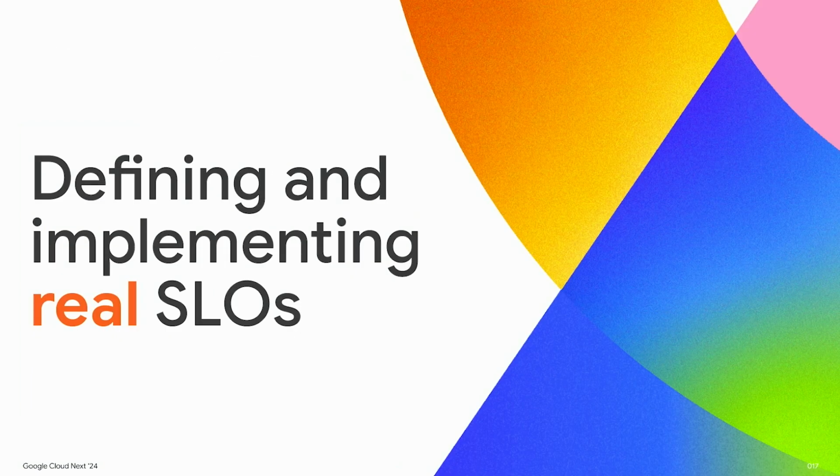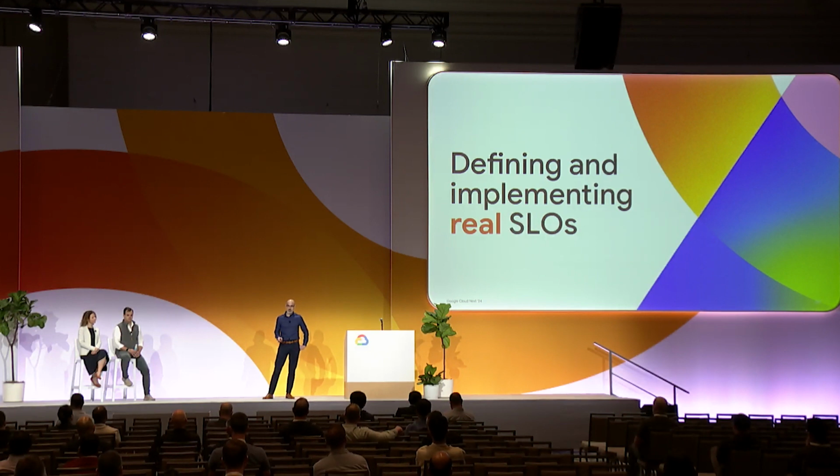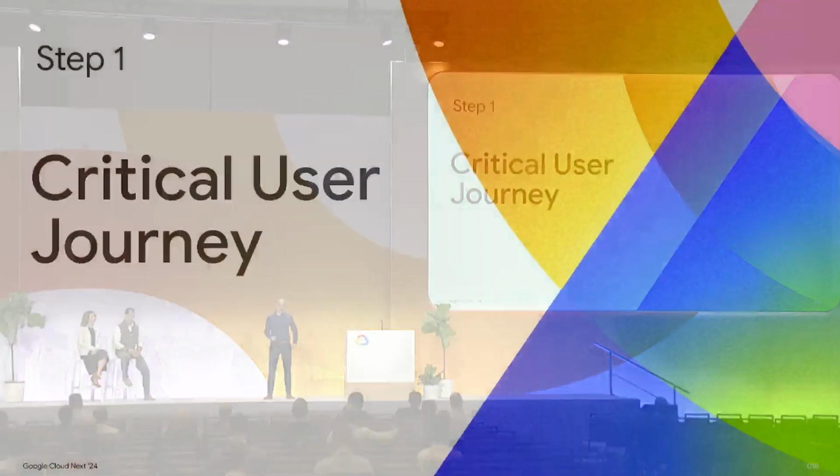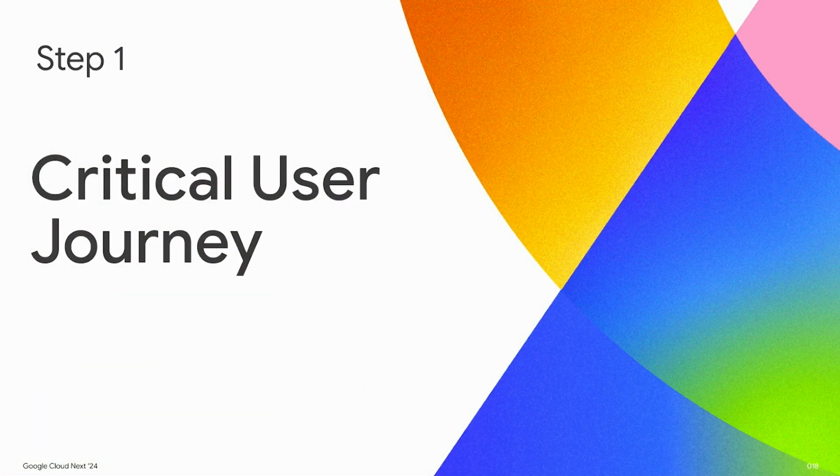To ensure the stability and reliability of Stratus Imaging, we use SLOs as one of the key indicators of the platform's health and our customer happiness. So let's go through a real example of SLOs that we've actually created and talk about how we implement them, measure them, and react, all within Google Cloud. Step one in SLO creation is choosing a critical user journey that you want to monitor.